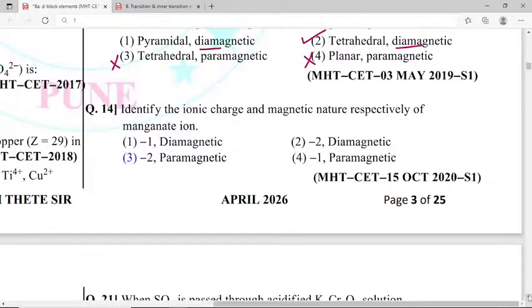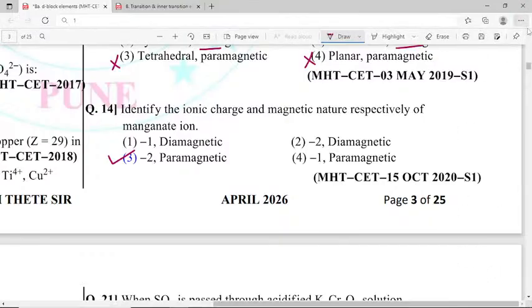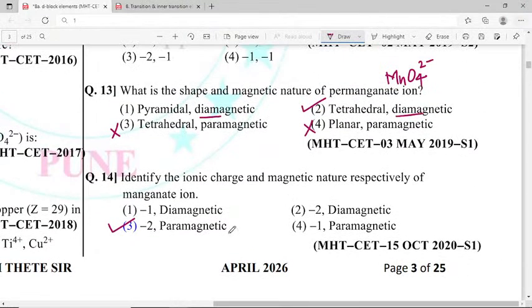Next question. Identify the ionic charge and magnetic nature respectively of manganate. Same question: minus 2, paramagnetic. Manganate and permanganate are both different. Manganate is paramagnetic and permanganate is diamagnetic. Always remember, manganate is paramagnetic and permanganate is diamagnetic. But both carry the minus 2 charge.